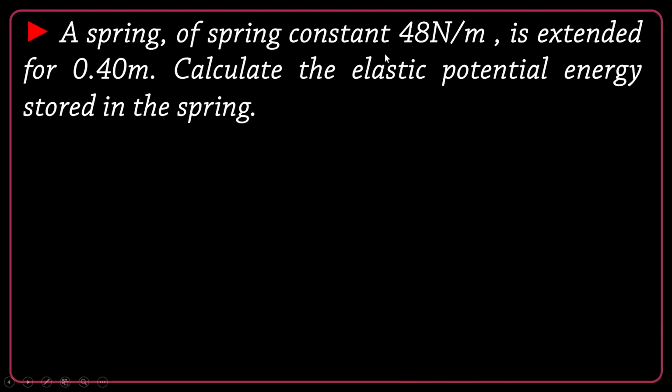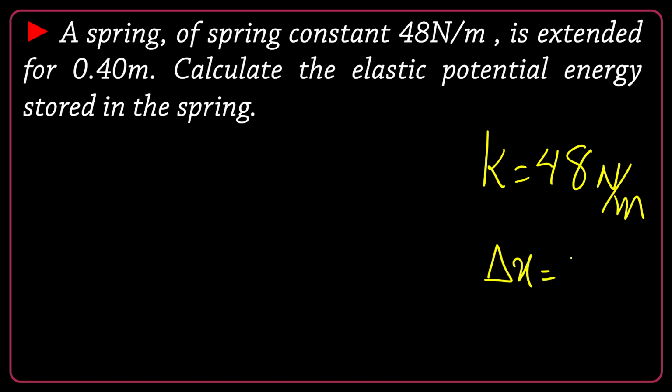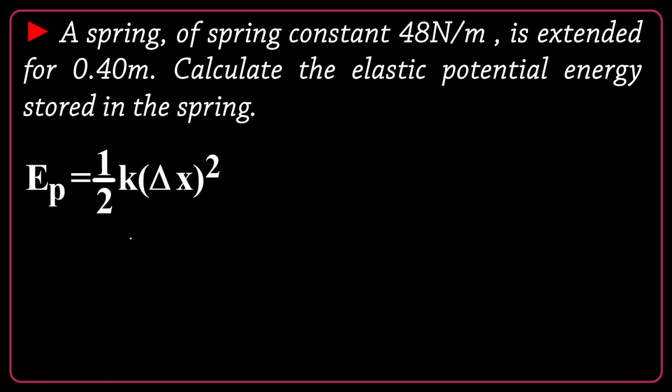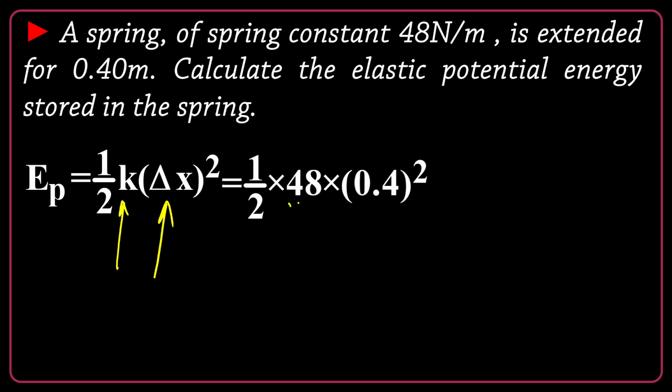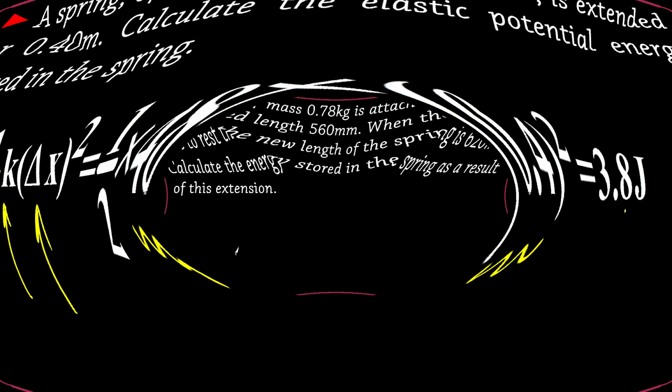A spring of a spring constant 48 newton per meter is extended for 0.4 meter. So the spring constant is 48 in SI units, and extension delta x is 0.4 meter. Calculate the elastic potential energy stored in the spring. I use the formula a half of K delta x squared, all in SI units, 48 for K, and 0.4 for extension. The answer is 3.8 joules.